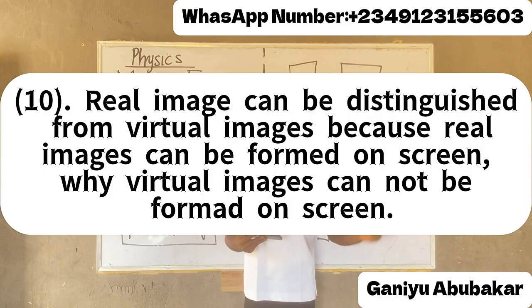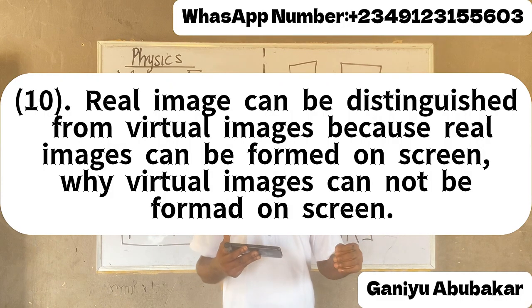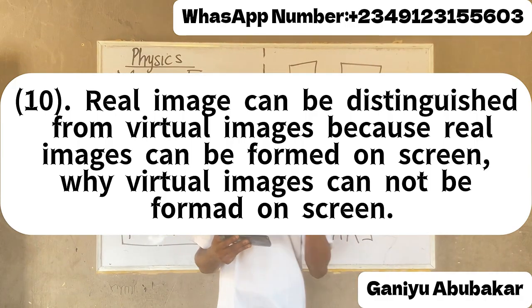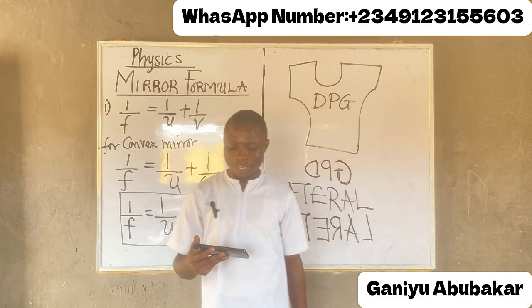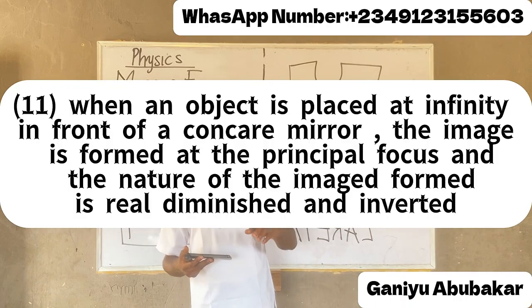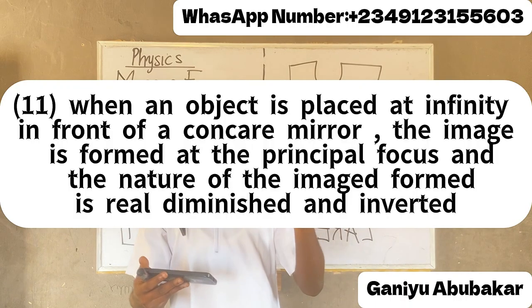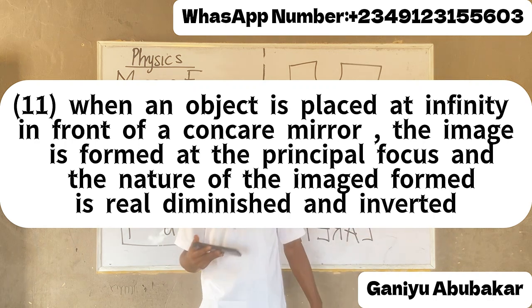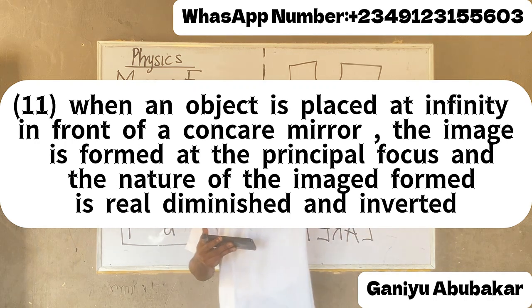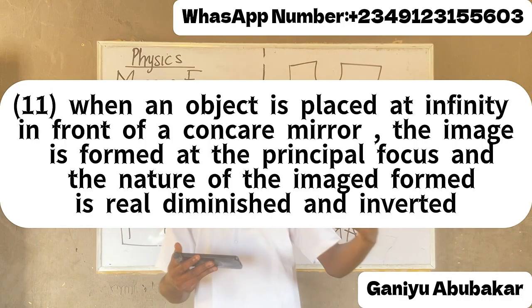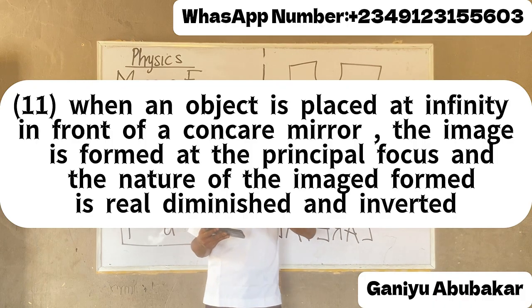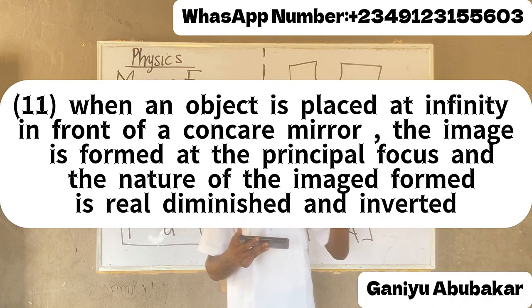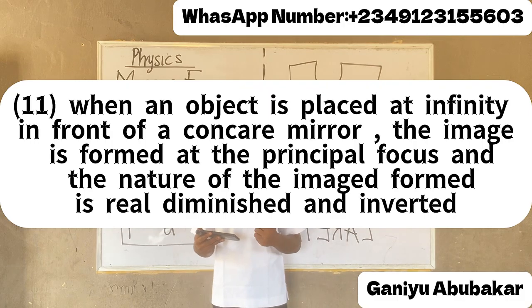Number 10. Real image can be differentiated from virtual image because real image can be formed on a screen while virtual image cannot be formed on a screen. Number 11. When an object is placed at infinity in front of a concave mirror, the image is formed at the principal focus, and the nature of the image formed is real, diminished, and inverted.